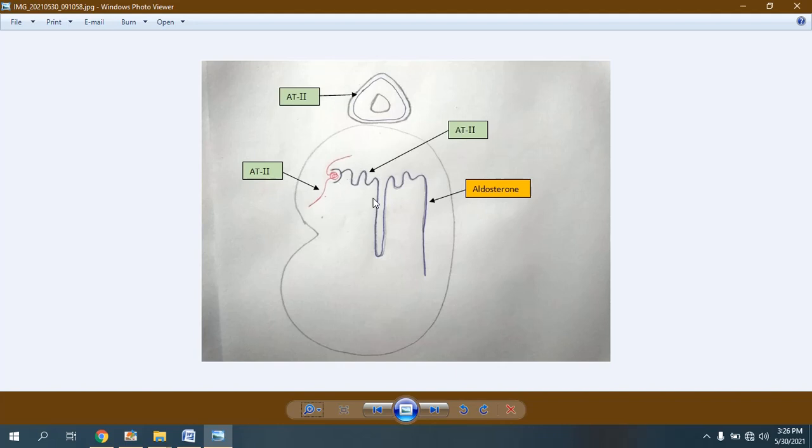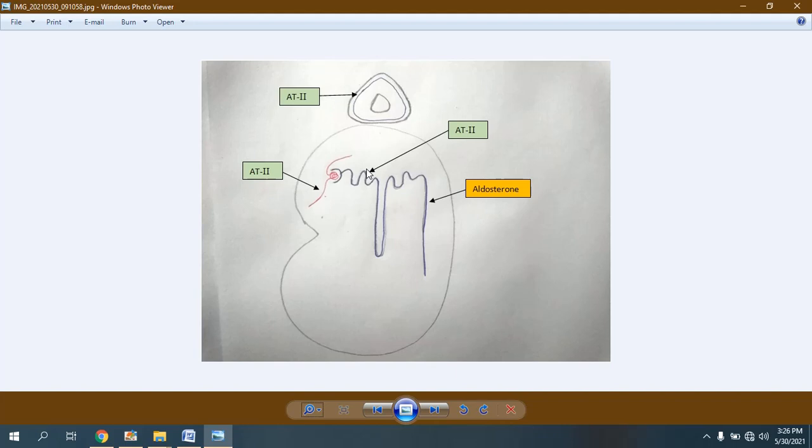That is called the sodium proton antiporter channel. So that is activated. So the amount of sodium absorption will be increased. When the amount of sodium absorption is increased, what will happen? The blood pressure will be raised.